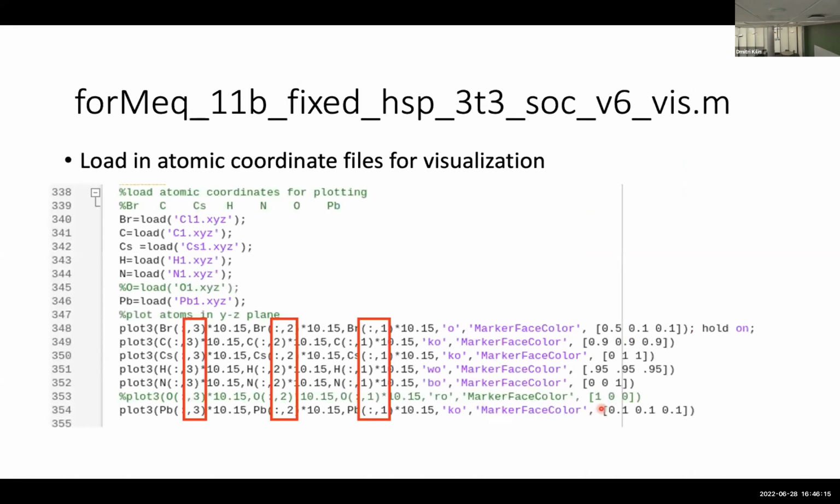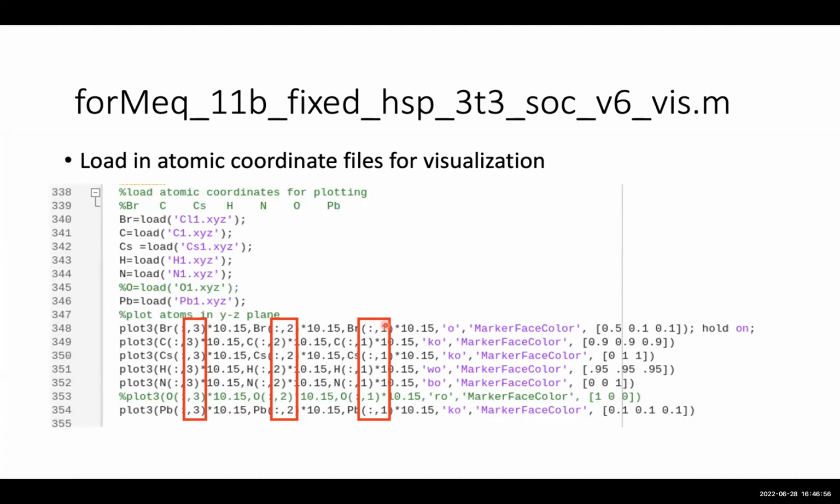Then we need to load in our atom coordinate files. This is all the .xyz files that we generated. You see in here we have them where they load, and you notice that they all are atom symbol 1.xyz: chlorine, carbon, cesium, hydrogen, nitrogen, lead. Another thing to note with where these red boxes are, depending on what plane you're looking at, you will have to change those numbers.